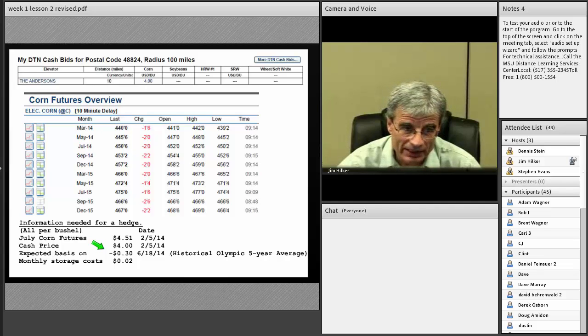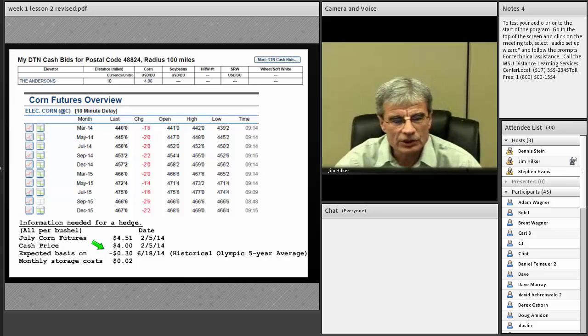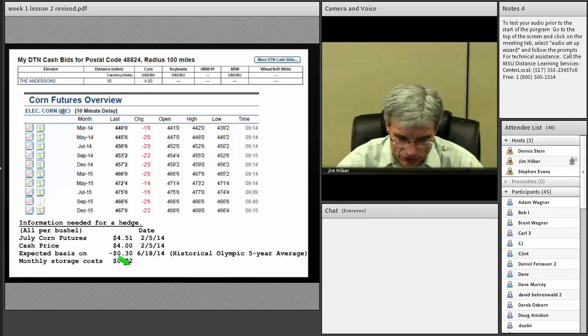We're going to move over here to the camera. We're going to make this picture here a little bit bigger. The other thing we need to know is storage here. Look at a hedge here. We're going to call storage 2 cents a month. We're calling it on-farm storage.